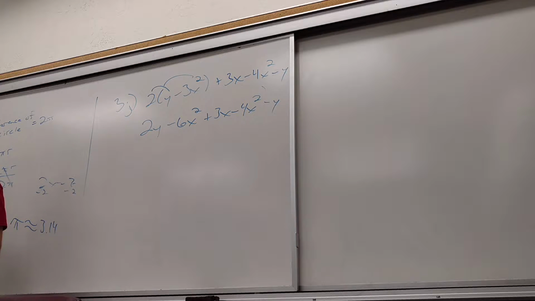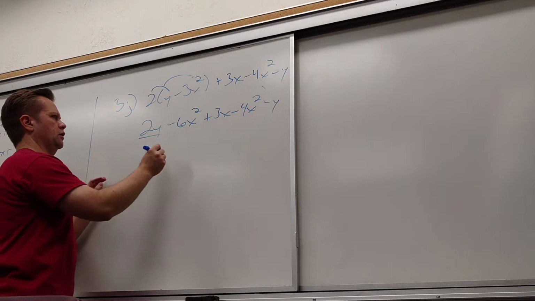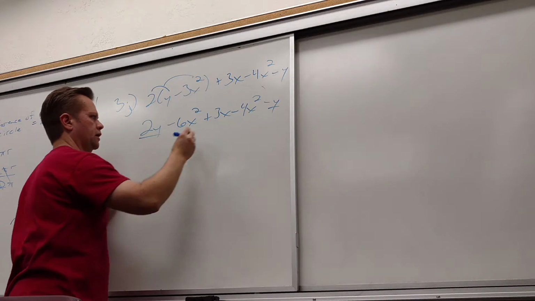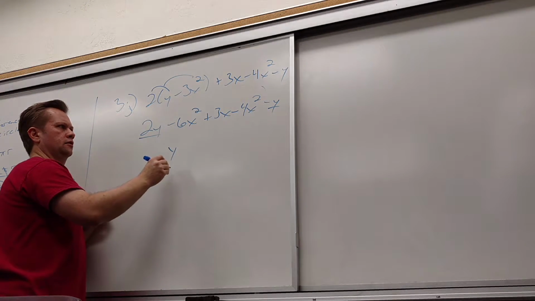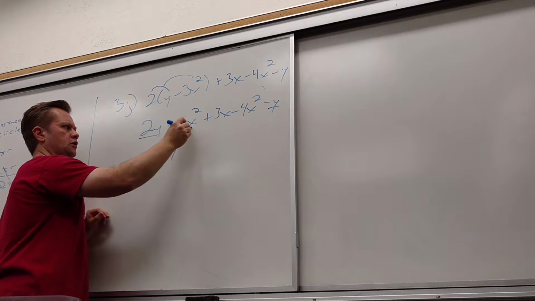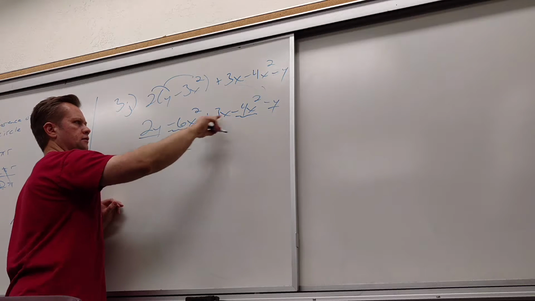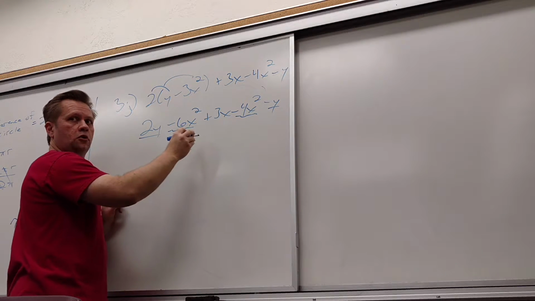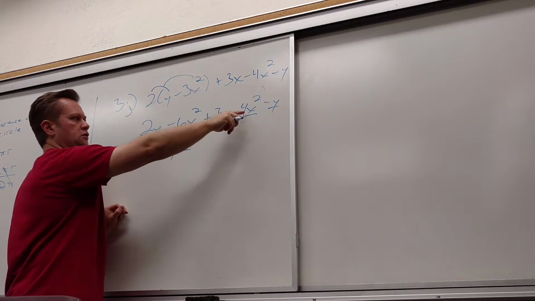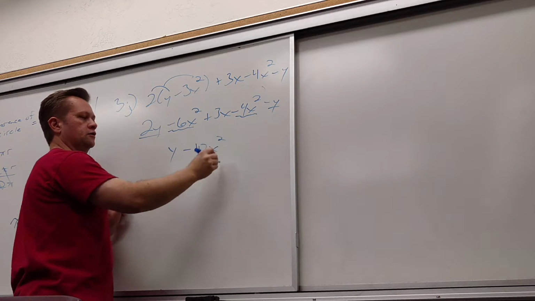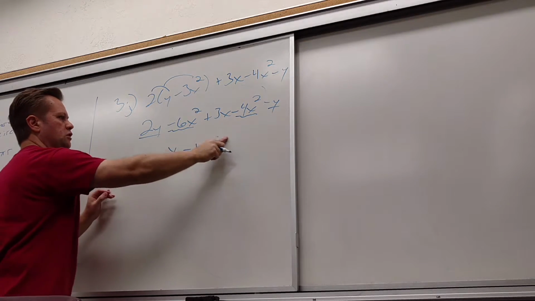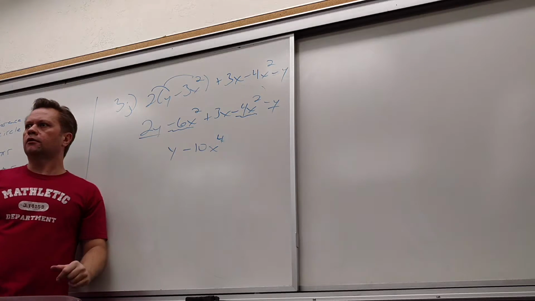What are you able to put together? 2y goes with negative y, so I get y. What else goes together? The 6x goes with the 4x squared, so I get minus... plus... you owe that guy $6, you owe that guy $4. Unfortunately, they don't cancel.